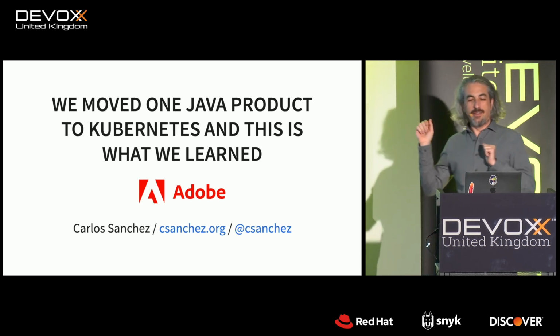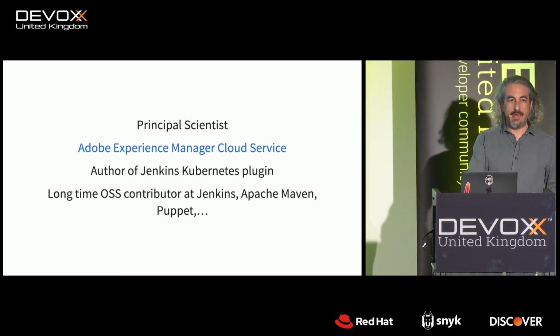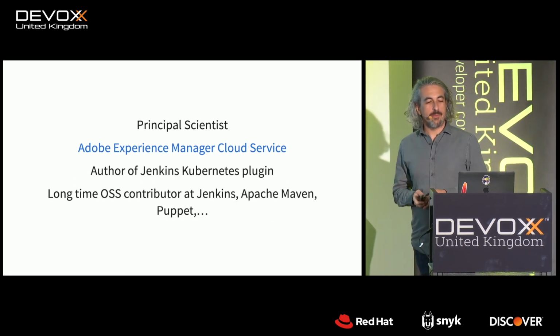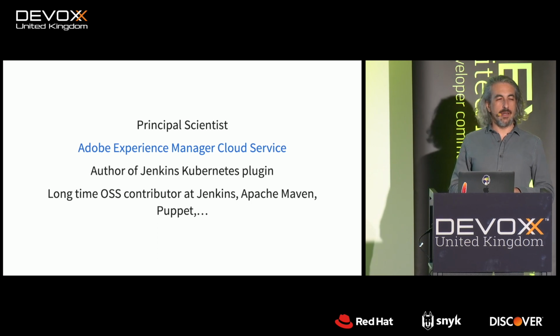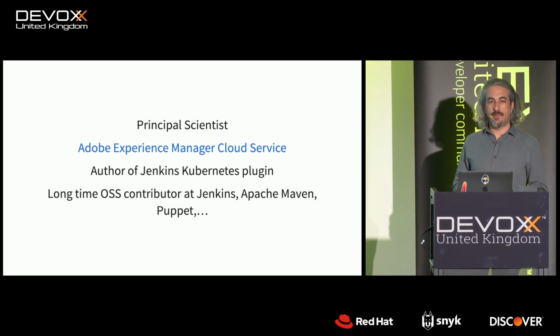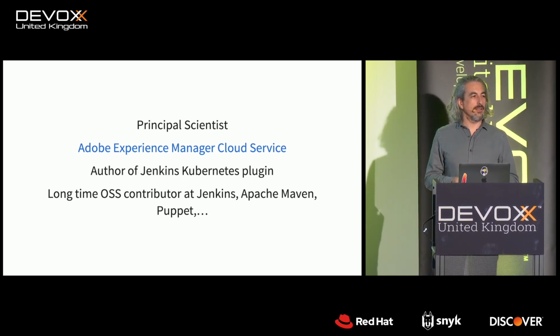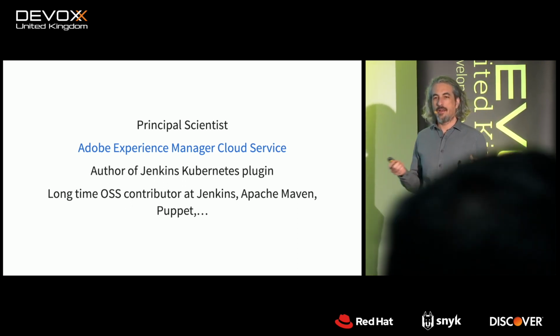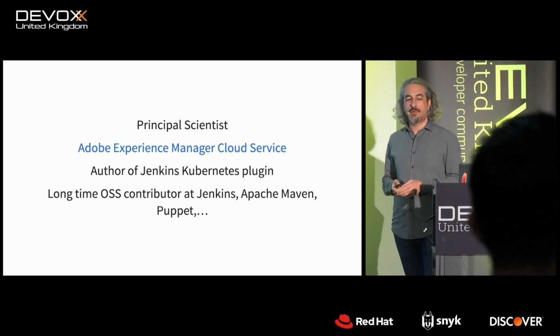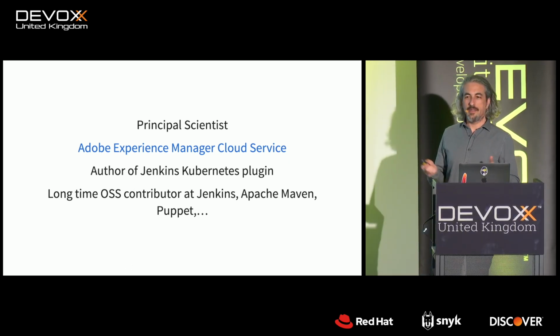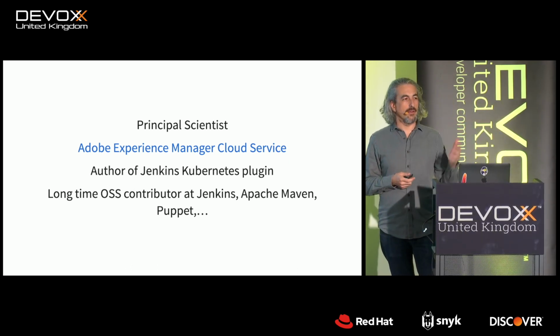Okay. So I'm Carlos Sanchez. I'm a principal scientist on Adobe Experience Manager cloud service. I have a background in open source. I started the Jenkins Kubernetes plugin, and I have contributed to a bunch of open source projects: Jenkins, Maven, Puppet, and a few other things.